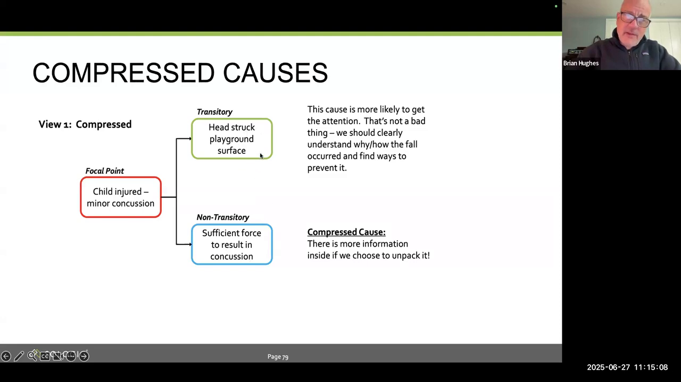So just hitting your head on the playground surface isn't enough. You kind of got to hit it a little harder. So it's a combination of these. We call this kind of a cause, sufficient force, a compressed cause. The reason is that sometimes we leave it rolled up. We just say there was enough force there to cause a concussion, and it's not very specific, and it doesn't need to be because we decided we know enough about the problem at that point.